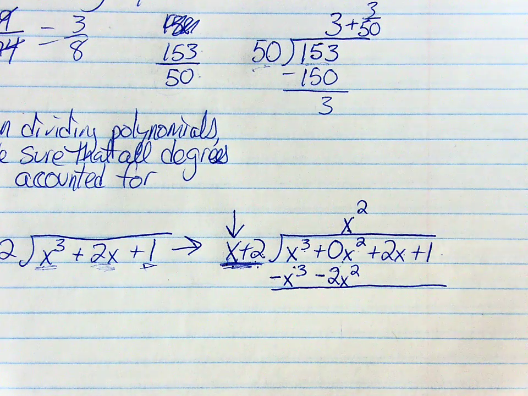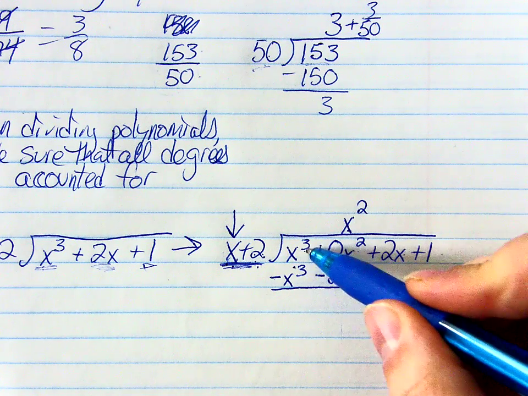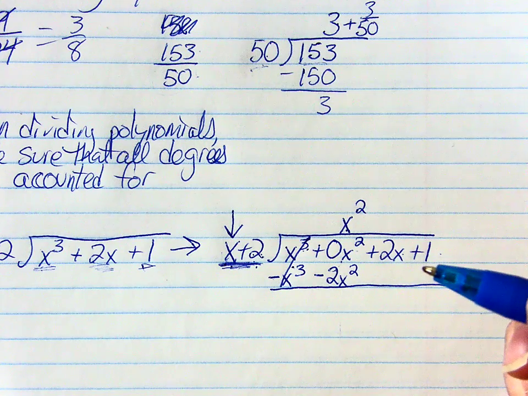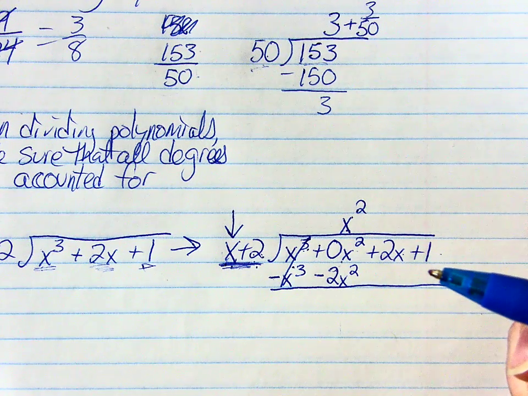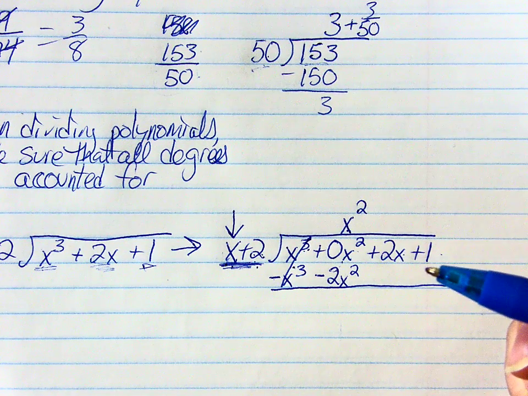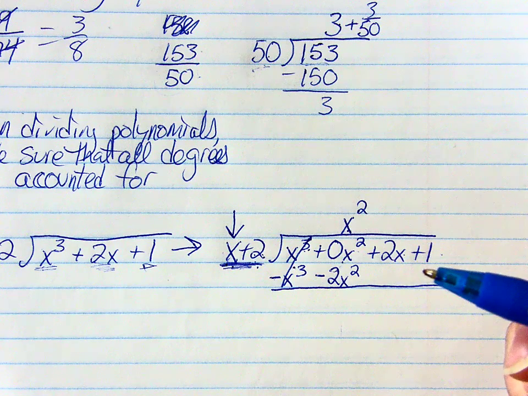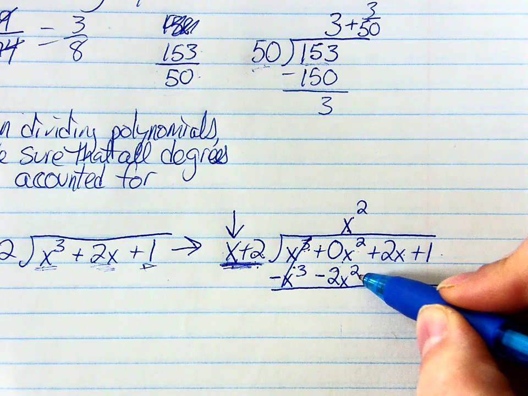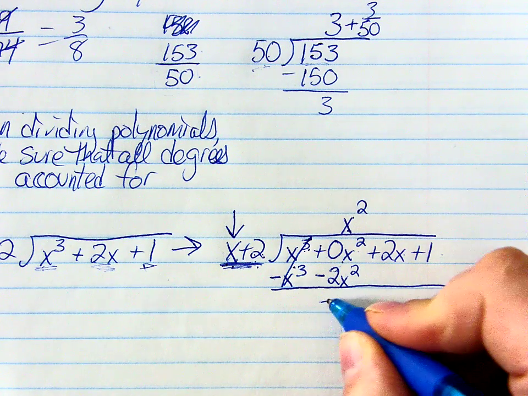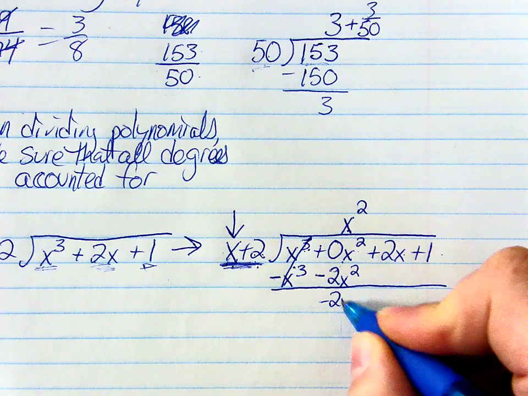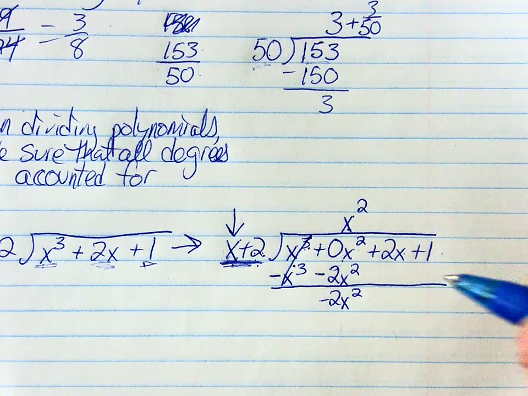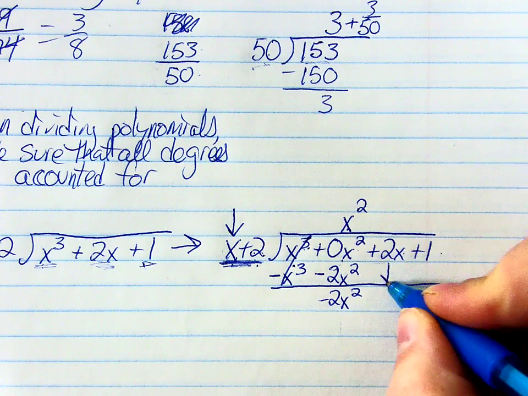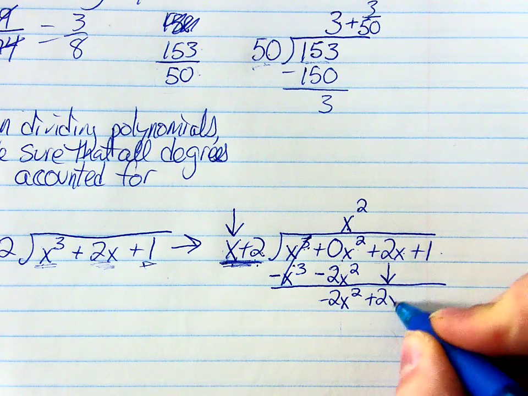So now I'm going to subtract these two things. What's x cubed minus x cubed? 0. That should always happen. That first term should always cancel out. That's math helping you out. That's a little self-check as you go through. That's just a sign that says, hey, you're doing all right. What is 0x squared minus 2x squared? Negative 2x squared. Okay? Now in this scenario, I have more things over here. What do you think I do now? I bring it down. So I'm going to bring down a plus 2x.